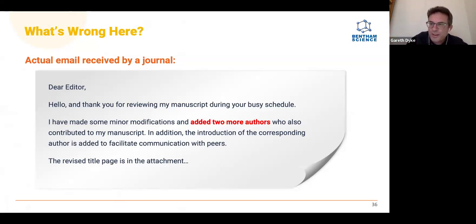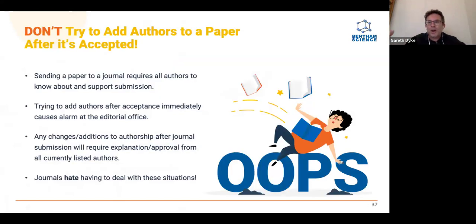It's very important to keep this in mind. Journals go for this. They look at this. They would ask you to fill in lots of paperwork. Sending a paper to a journal requires all authors to know about and support submission. Trying to add authors after acceptance immediately causes alarm at the journal editorial office. Any changes, additions to authorship after journal submission will require explanation and approval from all currently listed authors.